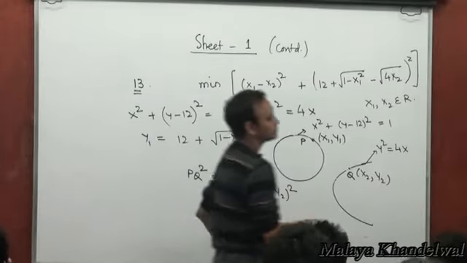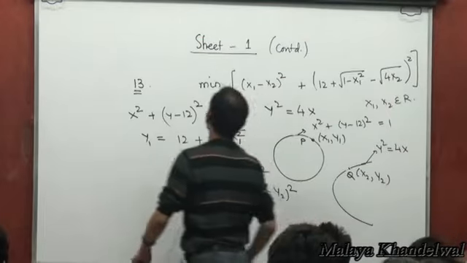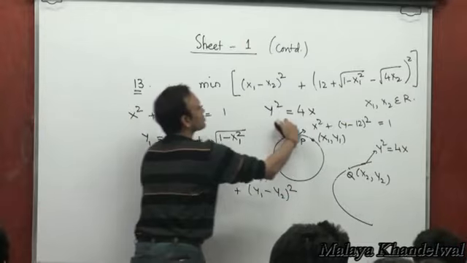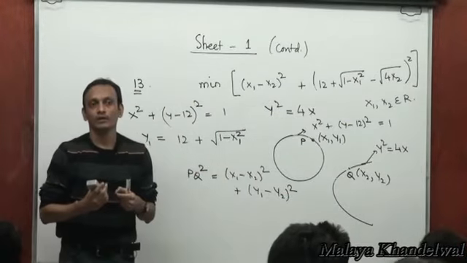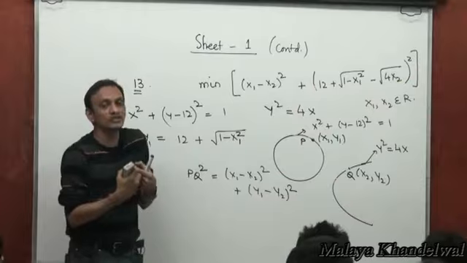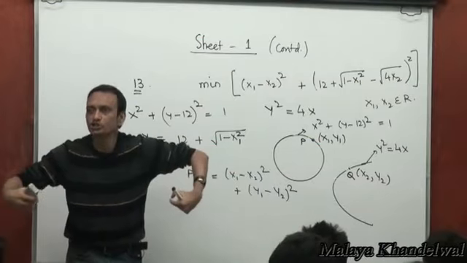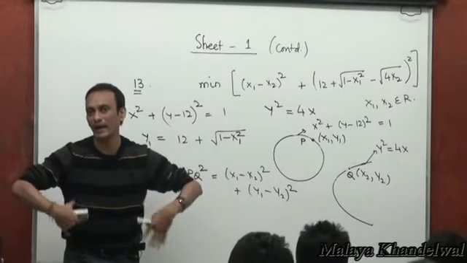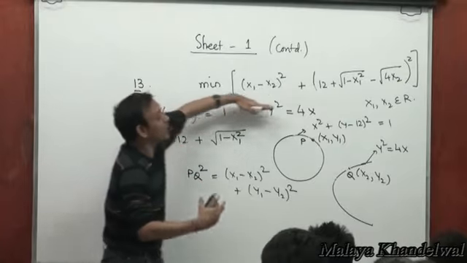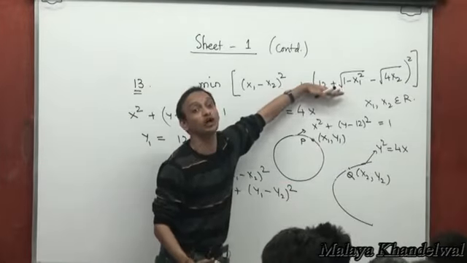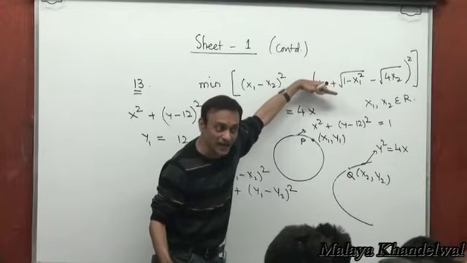Now, very clearly, if this is a circle and this is a parabola, I want to identify P and Q such that PQ is the shortest distance available between the circle and the parabola. And the square of that shortest distance would be the minimum value of this. Are you all okay with this idea? Right?